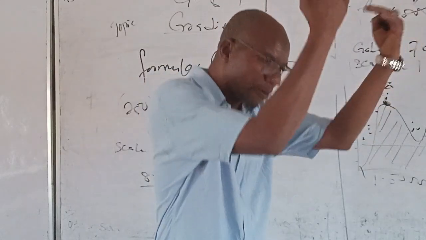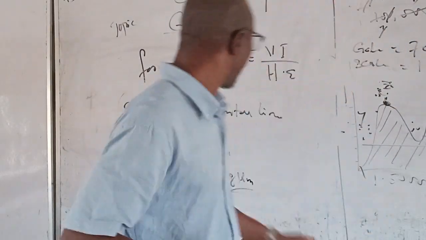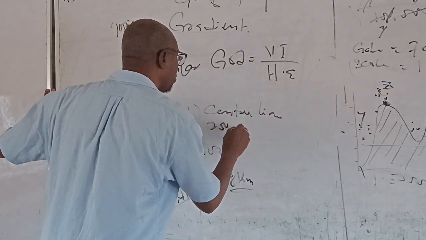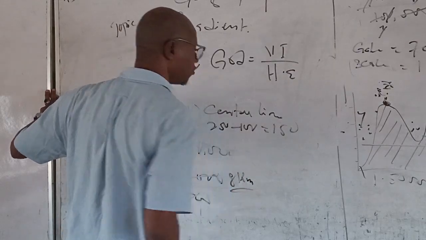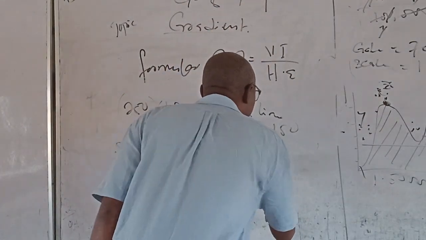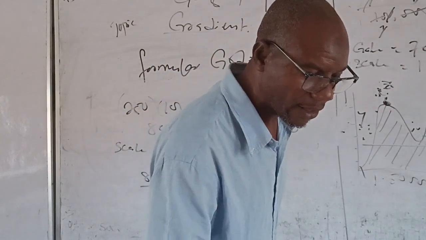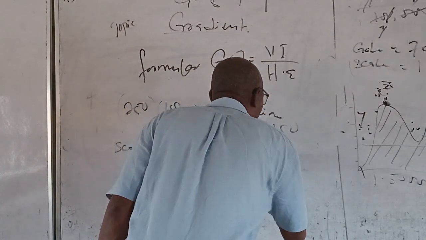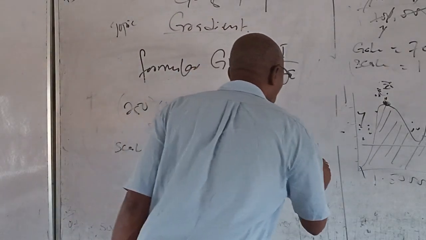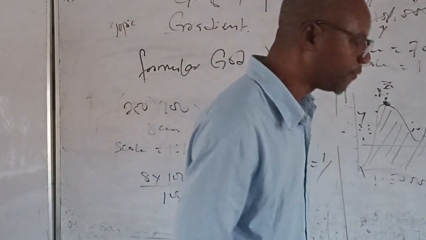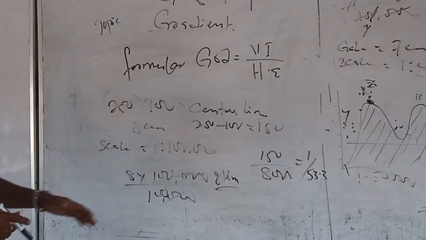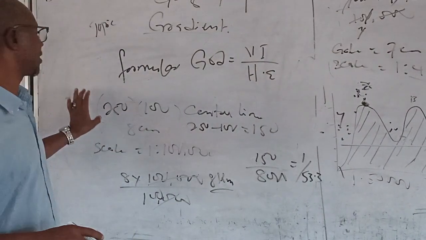Now, let's see the steepness of the slope. This 150, what is 150? 250 minus 100 is equal to 150. Now we have 8 kilometers, converted to something that we can work with easily, that's 800,000. 150 divided by 800,000. When you cancel, we arrive at a ratio of 1 to 53.3. This is what you arrive at in the second example.